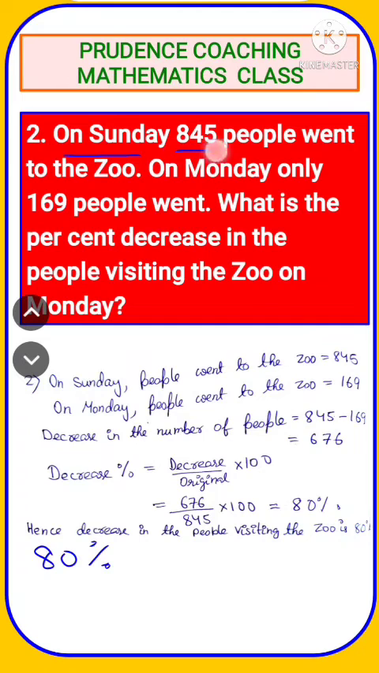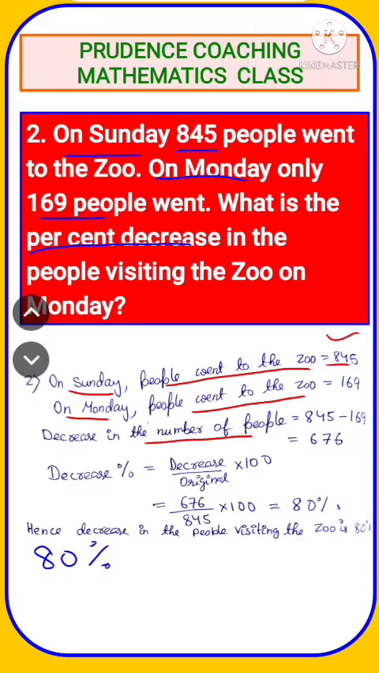On Sunday, 845 people went to the zoo. On Monday, 169 people went. What is the percentage decrease in the people visiting the zoo on Monday? So according to the question, on Sunday, people who went to the zoo equals 845, and on Monday, people who went to the zoo equals 169. So here, the decrease in the number of people will be the people who went on Sunday, that is 845, minus the people who went on Monday, that is 169. You will get 676. This is the number of people, but you need to calculate the percentage.